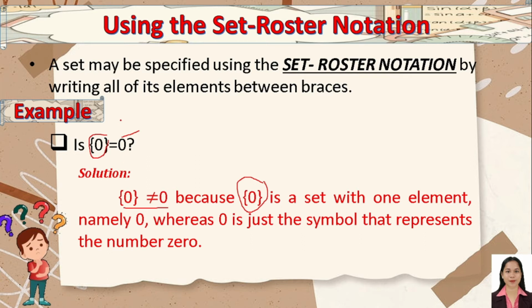Kasi kung halimbawa 1 to, ibig sabihin ito, it refers to the number of elements, kung ilang elements meron. Itong may braces dito, this is an example of a set na merong 1 element. And 0 is just the symbol. So, hindi pa rin sila equal.